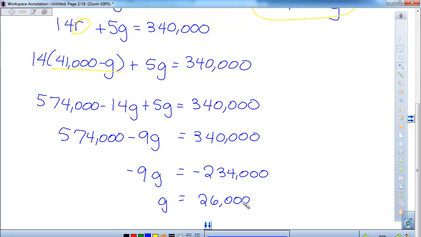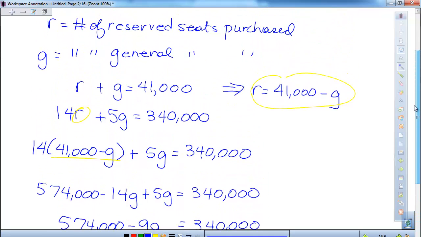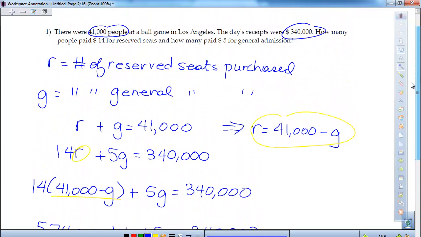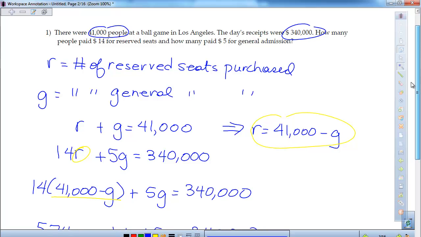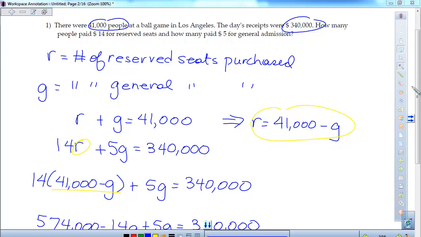Okay, so I want to go back and look to make sure that I have answered the question. The question is, how many people paid for $14 seats? How many paid for the $5 seats? So far we can say 26,000 people purchased general seats.